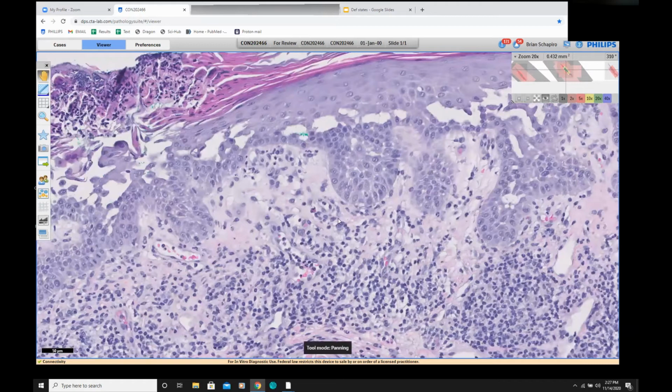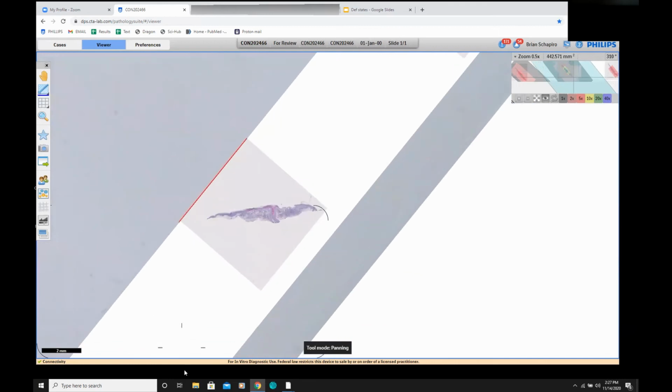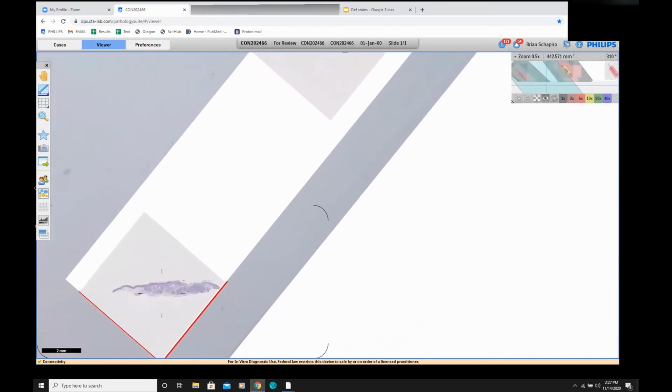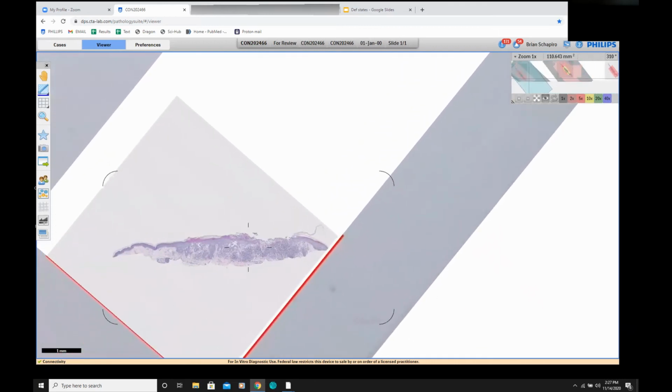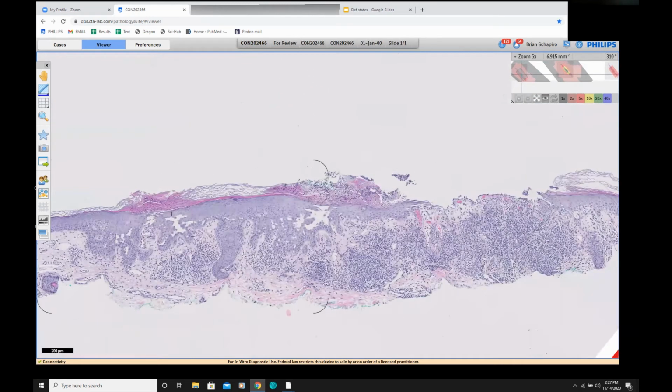Sometimes you do find eosinophils in Grover's. Here's one. And not all inflammatory dermatoses are done with a punch biopsy when biopsied, so just keep an open mind.